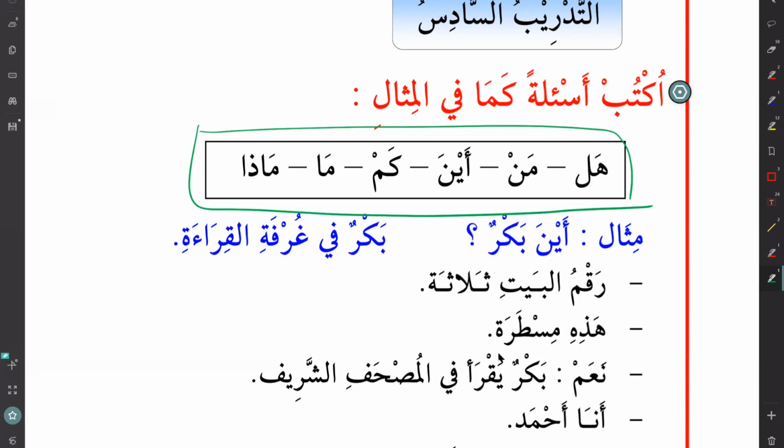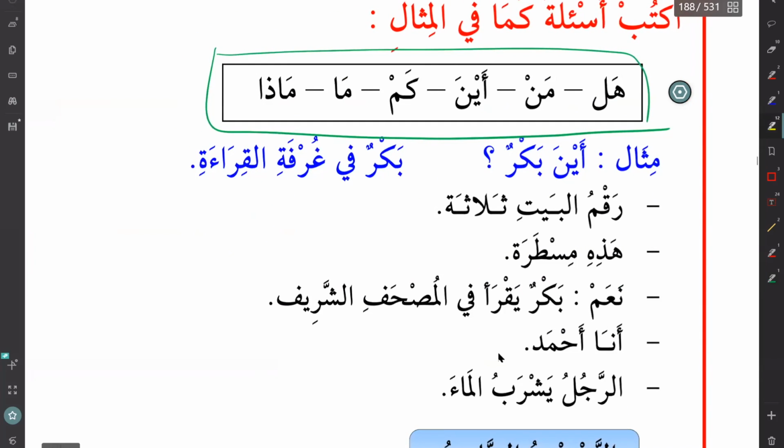Okay, now looks like what they will do is they will give us the answer, and we have to come up with the question. Looking at the answer, we have to see what would be the appropriate question for that answer. So the answer is Bakrun fi ghurfatil qira'a. So Bakr is in the reading room. So what would be the question? It looks like we're describing Bakr being in some kind of place. So that's why we have to ask about Aina, because we use Aina when we're asking about a place. Aina is where. So Aina Bakrun, the answer is Bakrun fi ghurfatil qira'a.